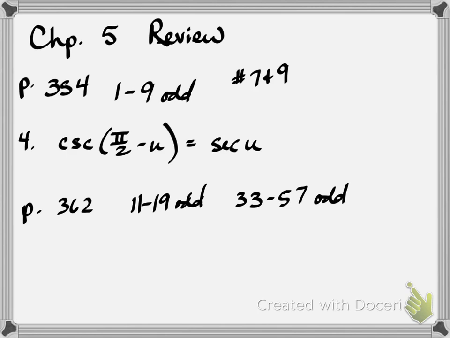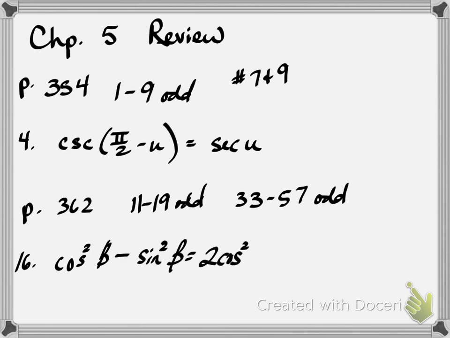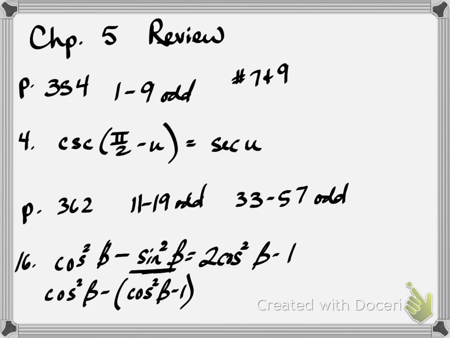So I'm going to do number 16 with you. Cosine squared beta minus sine squared beta equals 2 cosine squared beta minus 1. I guess I'm going to work with the left, and I'm trying to get it to cosine, so I'm going to replace sine squared using my Pythagorean identity. Cosine squared beta minus 1 is the same as sine squared. So then when I distribute my negative, minus cosine squared beta plus 1, then I have one of these.